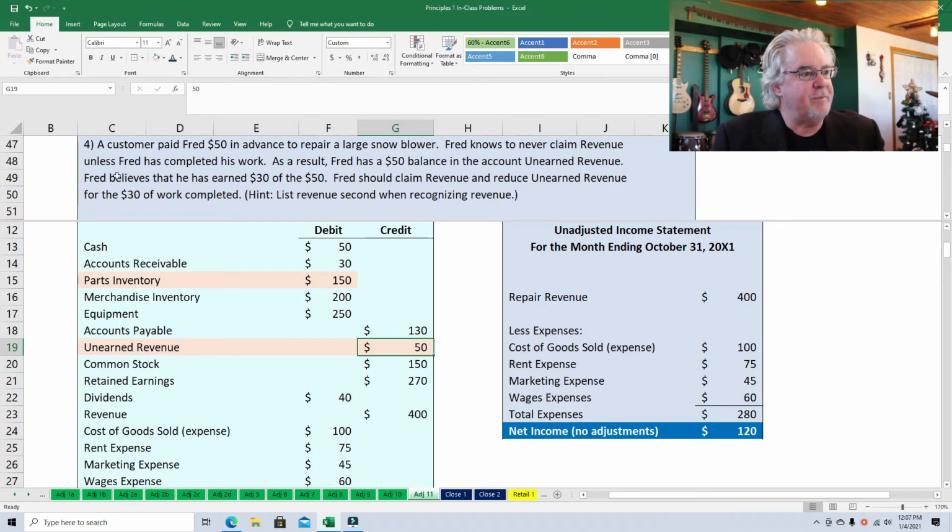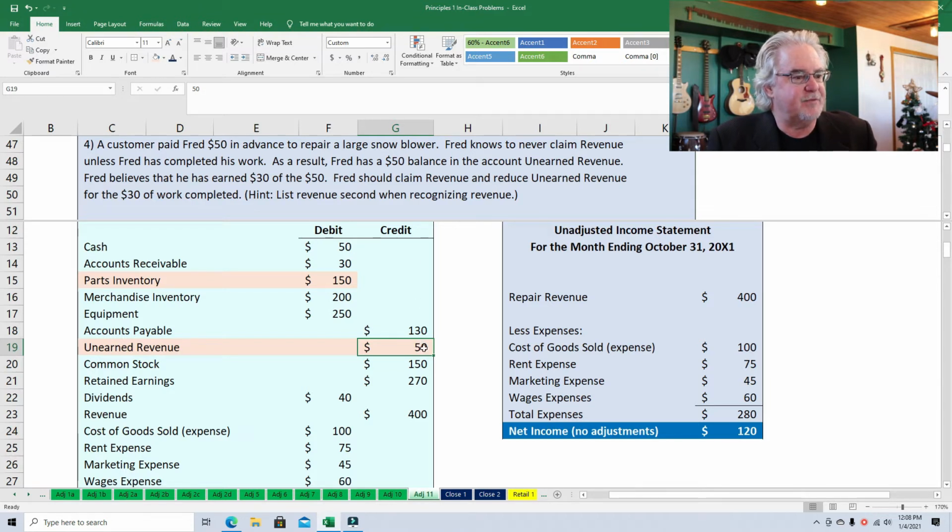So now, Fred believes that he earned $30 of the $50. So Fred should claim revenue and reduce unearned revenue for the $30 of work completed. And I've got a hint. List revenue second when recognizing revenue. So here's a good rule of thumb to help you out. Whenever you have an expense, list it first. Whenever you have a revenue, list revenue second. And that'll help you with these journal entries.